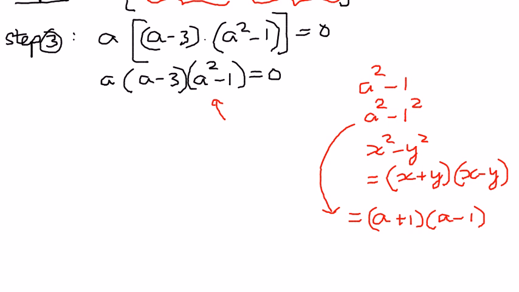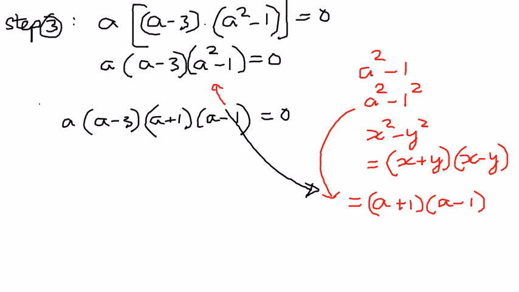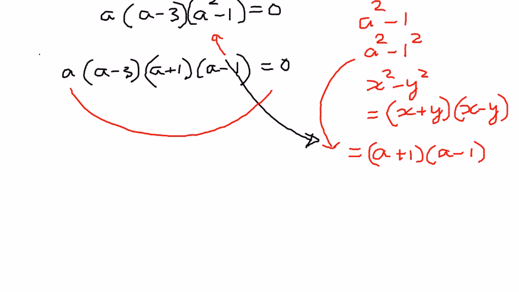Therefore, I'm going to come back and write this as a times a minus 3, and then instead of a squared minus 1, I can write a plus 1 times a minus 1. This whole thing is equal to 0. And now, as you can see, either a equals 0, or a minus 3 equals 0, or a plus 1 equals 0, or a minus 1 equals 0. We are using the zero factor property.